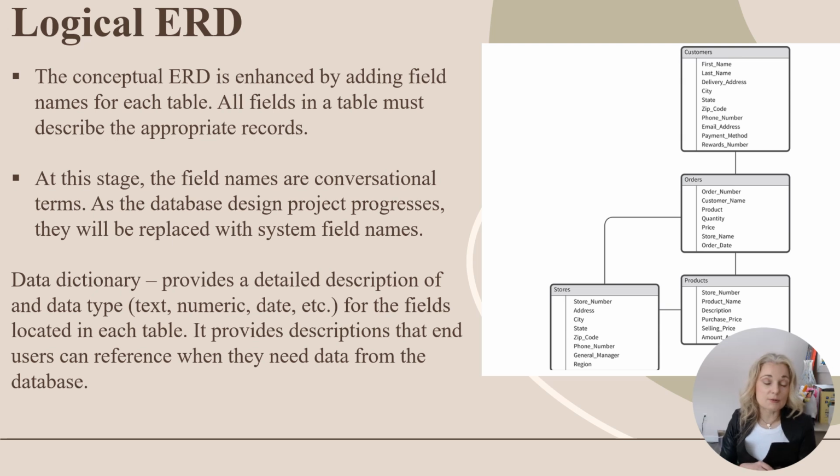And you need to create a data dictionary, and a data dictionary provides a detailed description of the data text for the fields located in a table, and it provides descriptions that end users can reference when they need data from the database. So this is kind of like your little dictionary. So for example, if you know that you're looking for email addresses, you look at email addresses and it tells you, oh, these are customer email addresses.